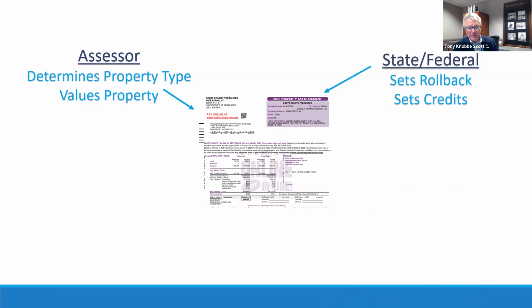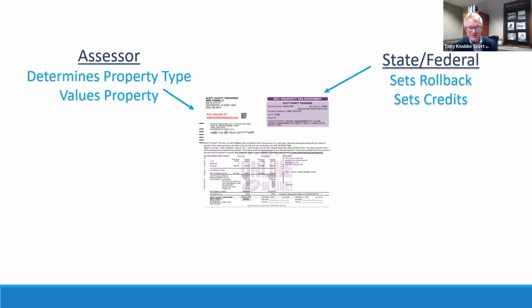The second party into the mix is primarily the state, but to some small extent the federal government. The state sets rollback, or the percentage of the assessed value that is taxable. And we'll spend some time talking about those calculations and how that works, but that's a very, very important role. Rollback today is 54% on residential property. So on a $100,000 property, you're paying taxes on $54,000 and change. What that will be next year, I'll share my guesses in just a few minutes.